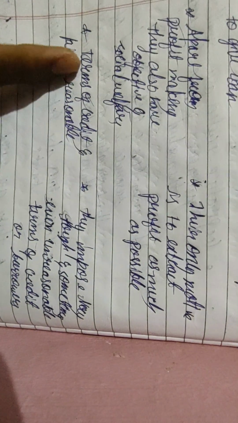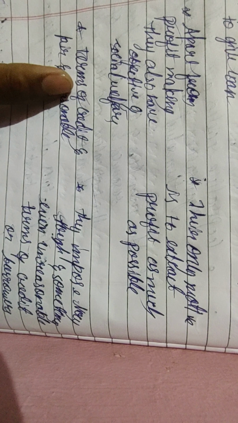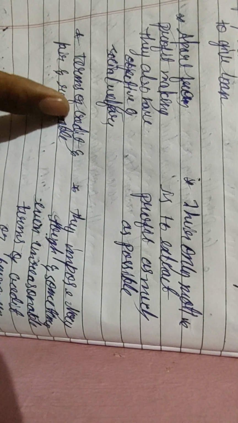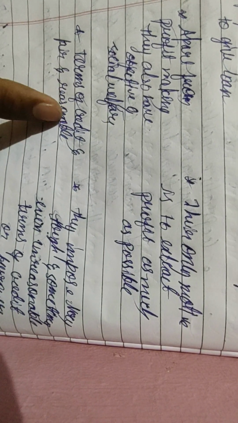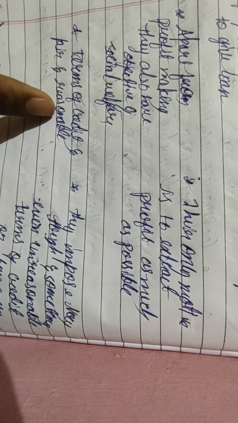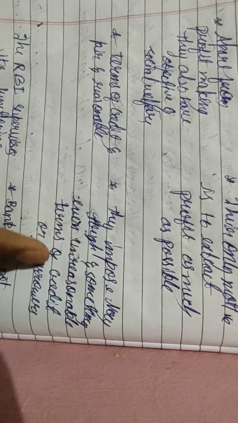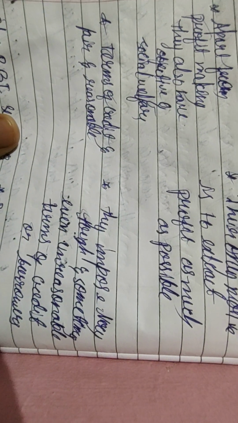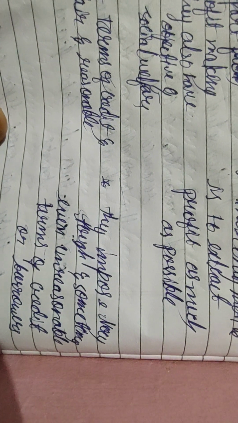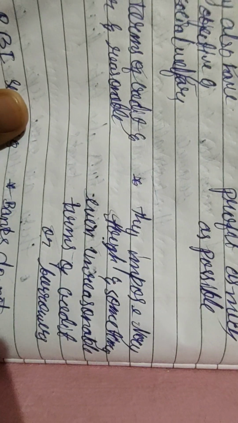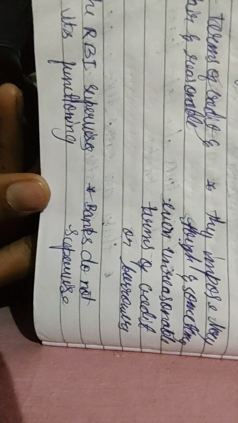Terms of credit: fair and reasonable. In the formal sector, the people who took the loan will always approach for a lower percent of interest. The informal sector imposes very tough and sometimes even unreasonable terms of credit on borrowers. They will expect a high percent of interest from the borrower, which is unreasonable.